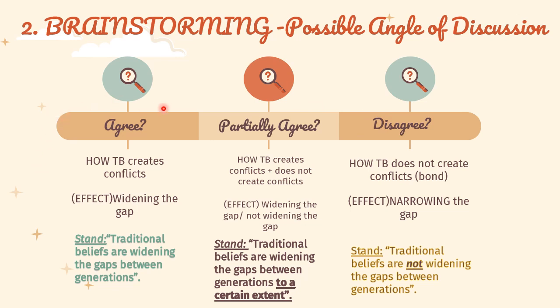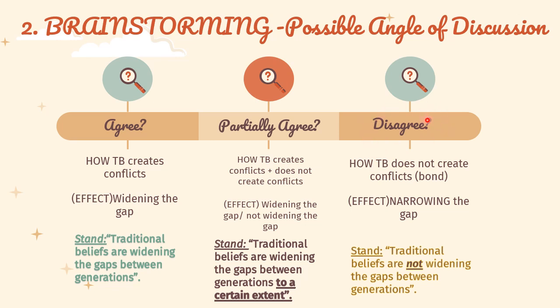You have to decide whether you agree, partially agree, or disagree. If you decided to agree, you have to explain how traditional beliefs create conflicts between the young and old generations, causing them to have conflict and widen the gap. You understand? So your stand would be for the topic, meaning you are writing that traditional beliefs are widening the gaps between generations. You don't change the statement. You agree with the statement. That's what it meant.